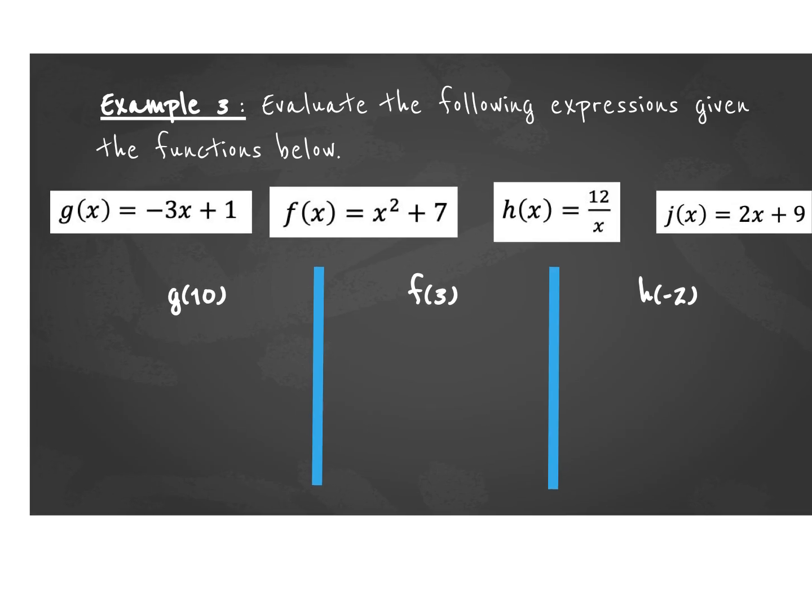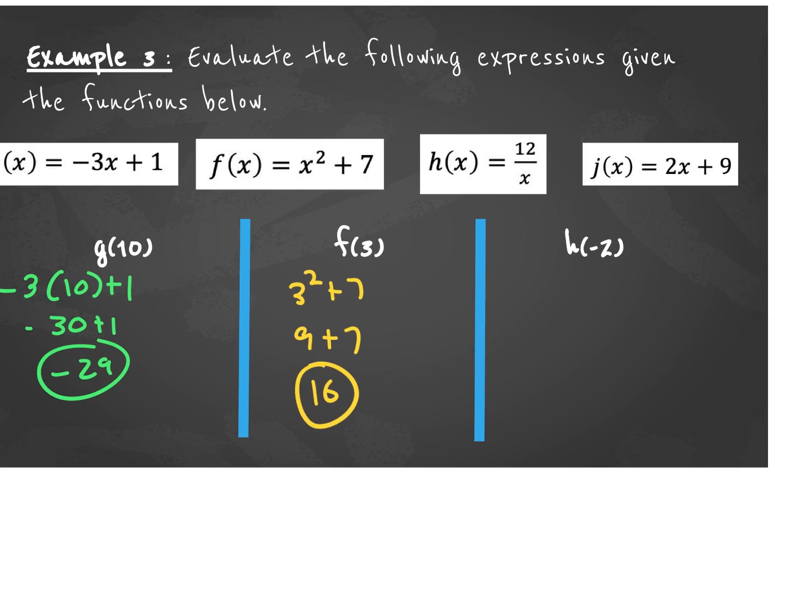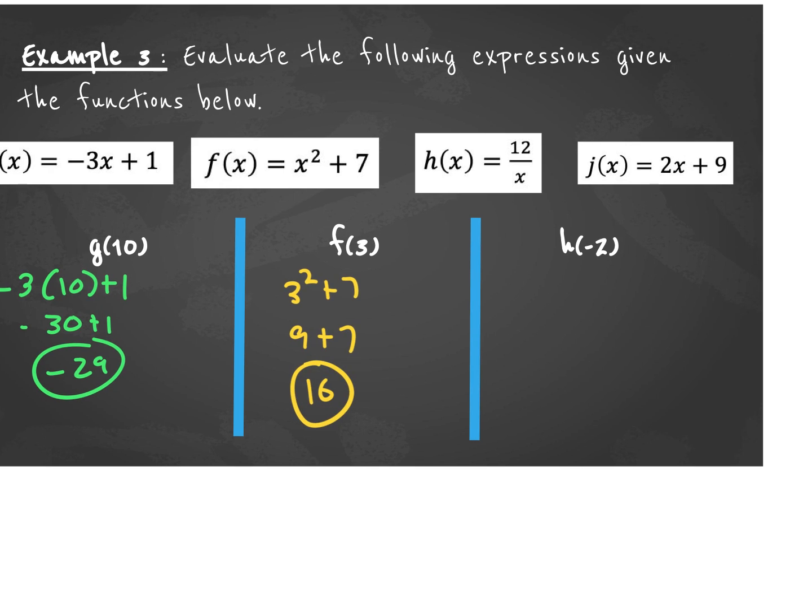So now here, we're going to play a little musical functions. So G of 10 would be negative 3 times 10 plus 1. So negative 29. F of 3 is going to be 3 squared plus 7. So 9 plus 7, so 16. For h of negative 2, I'm going to take 12 divided by negative 2, so that's going to give me negative 6. That's this function right here.